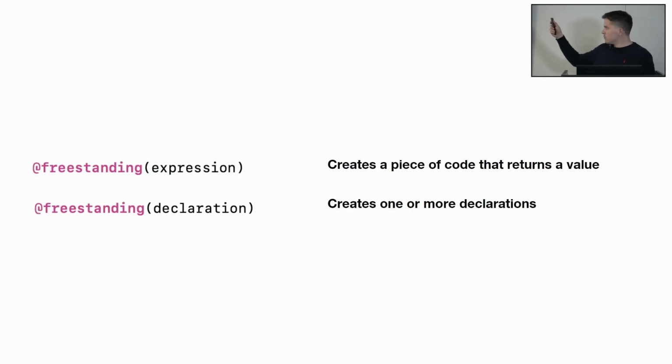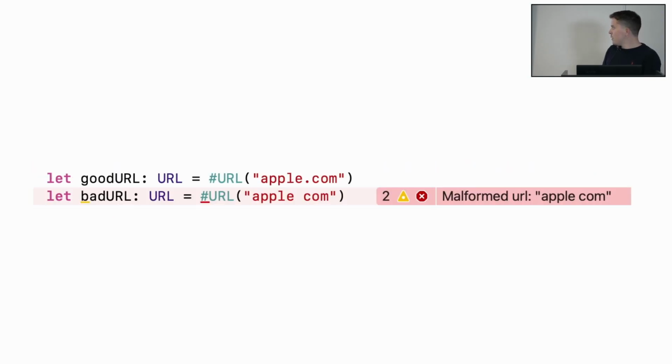So we have two freestanding macros. Expression macro, for example, stringify, is an expression macro that acts as an expression, so usually some code that is after the equal sign. And there are also freestanding declaration macros that you can use to generate function declarations inside the type or even global scope declarations. And I brought you an interesting example. It's the URL macro. The URL macro will generate a non-optional or non-nullable URL value.